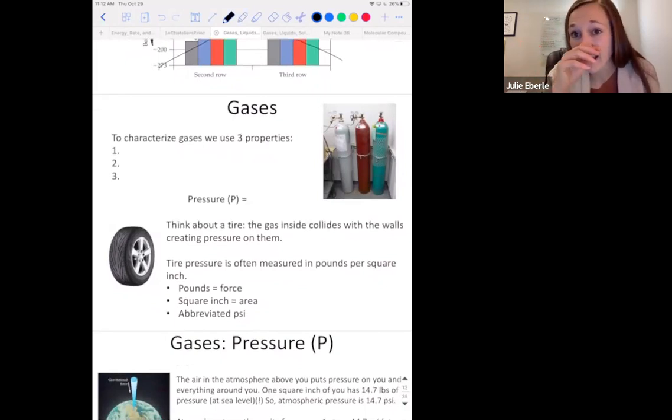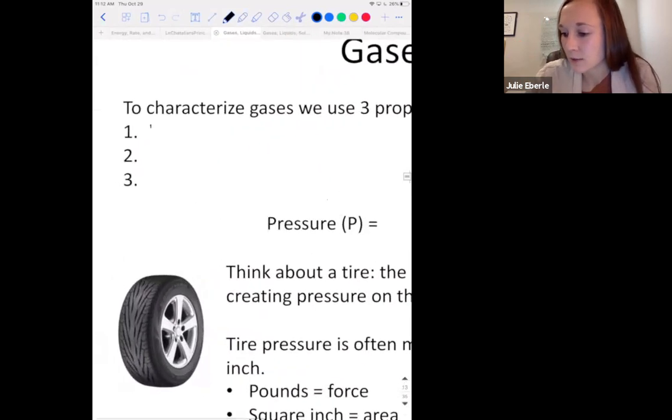Now we're going to talk about gases, and the rest of lecture today is going to be spent on gas laws. So we're going to talk about a lot of different kinds of gas laws and how they work. So talking about gases, first off, we're going to use 3 properties to measure gases and understand gases. Here are the 3 properties. We're going to use temperature, we're going to use volume, we're going to use pressure.